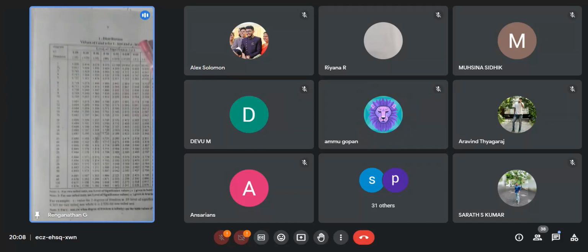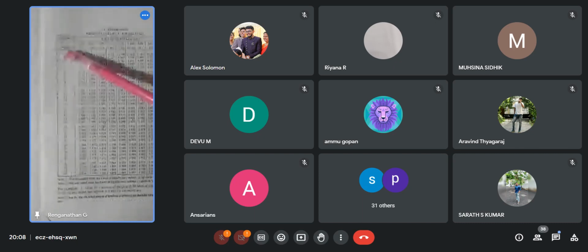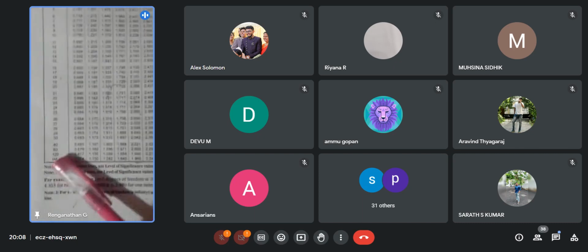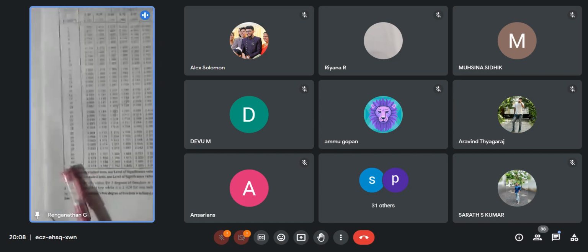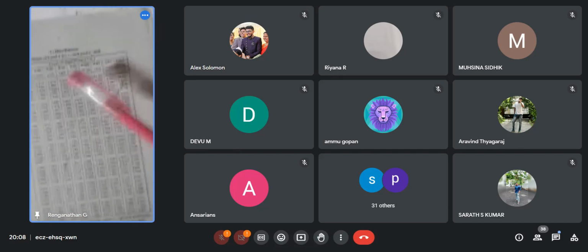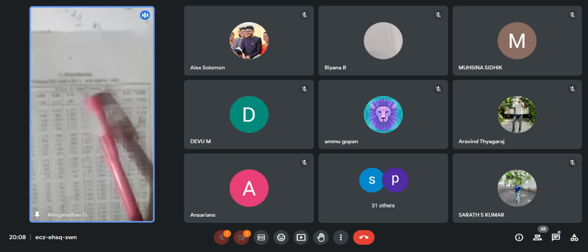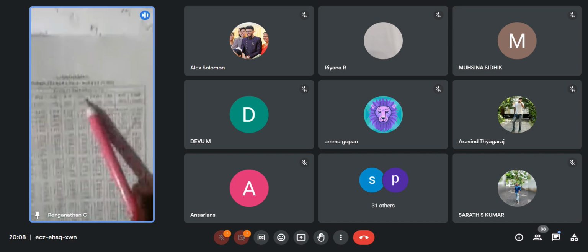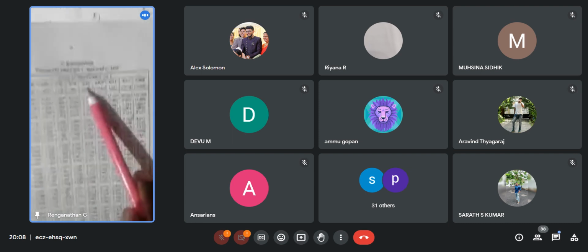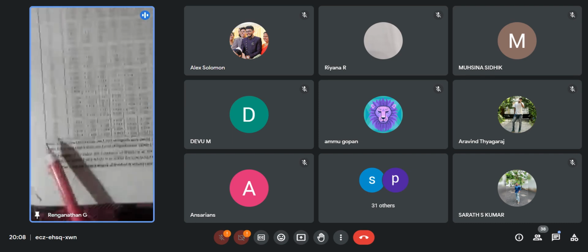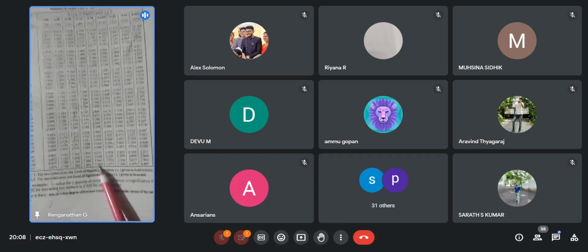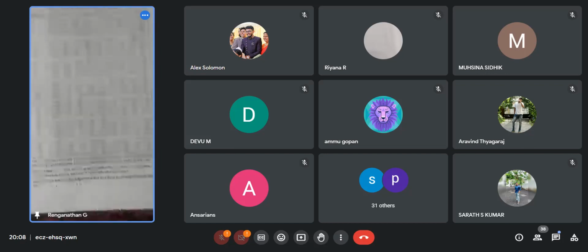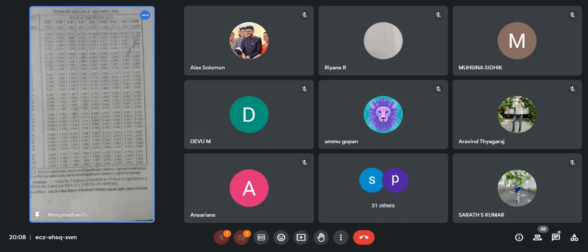This is the T distribution table. When you take the T distribution table, on the left hand side, the last item is INF. INF means infinity. And horizontally, you can see 0.05 here. Vertical to this 0.05 and horizontal to this infinity, the meeting point is 1.96. The table value is 1.96.